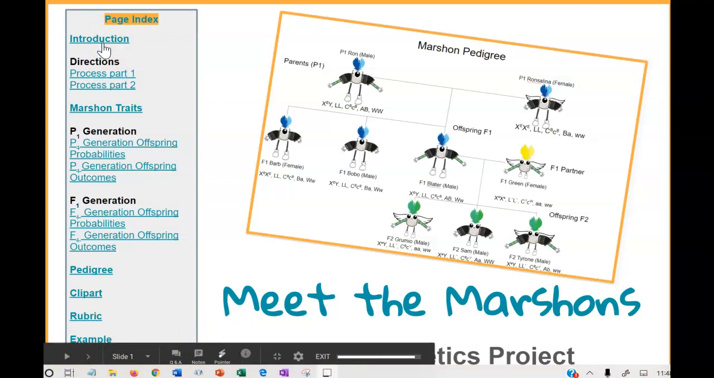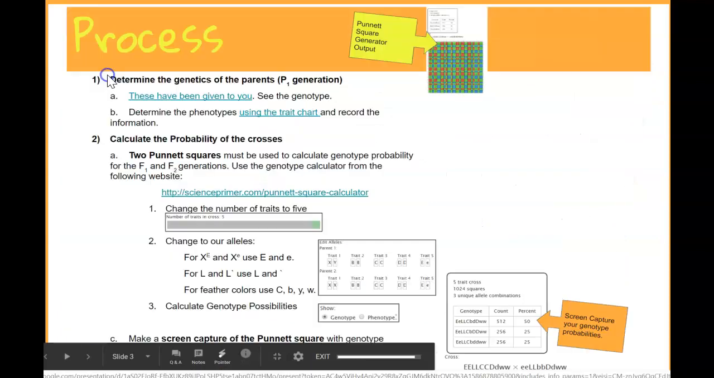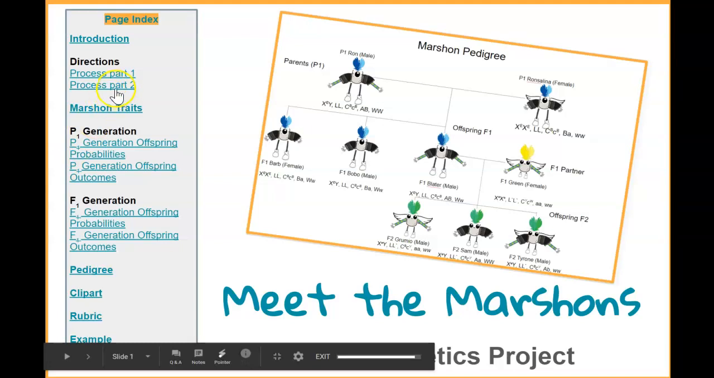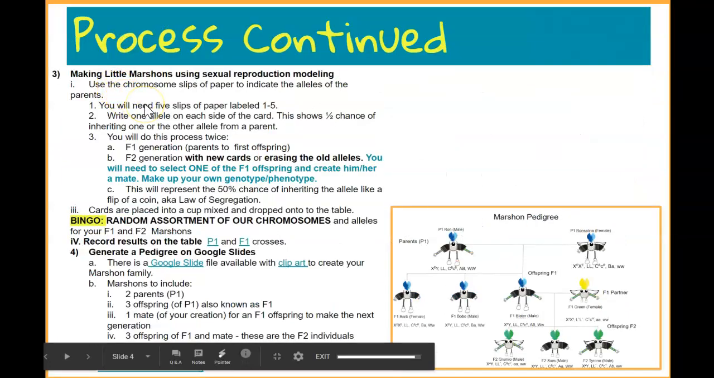All right, so on the page index here, you will see the introduction page. You can read the paragraph introducing you to the project. Process part 1. There'll be a video here that'll go over all that part of the process. So make sure you watch the video and read the directions. Process part 2 has you going through and actually using a modeling method using some cards. So you'll need some scissors and some paper, and that video on this page eventually will be there. You can watch how to do that process.